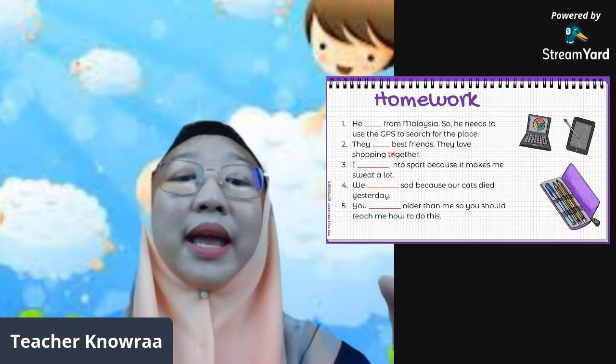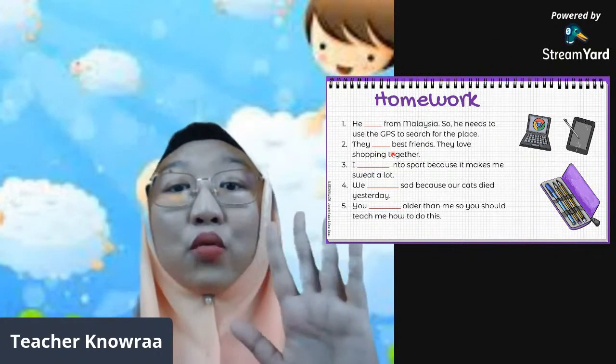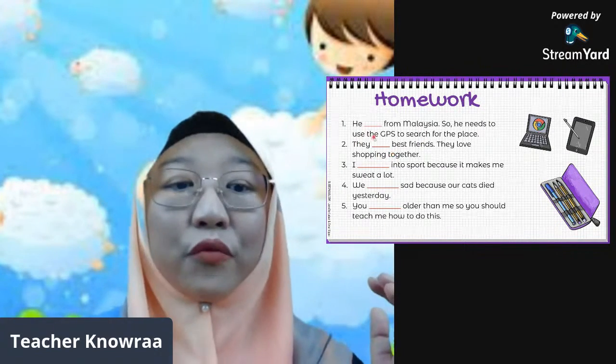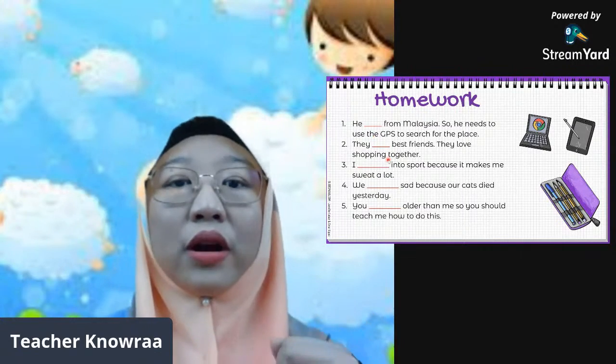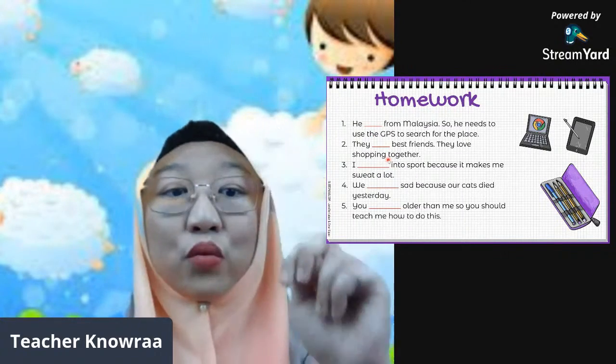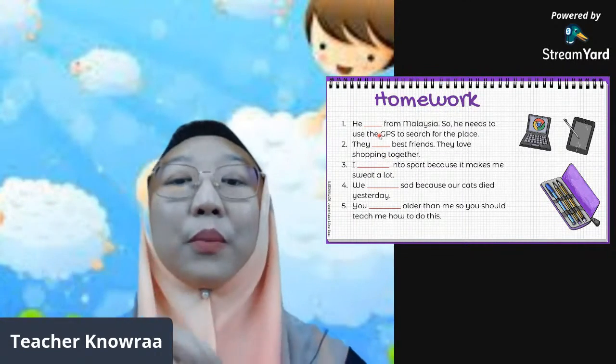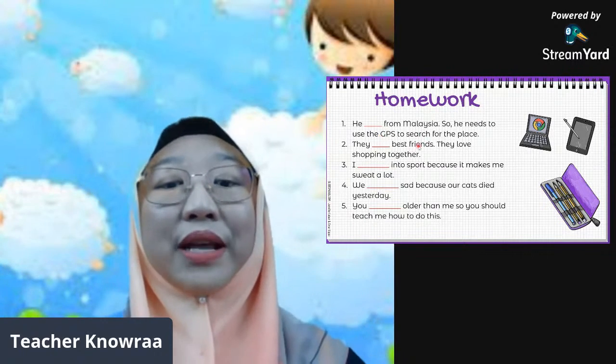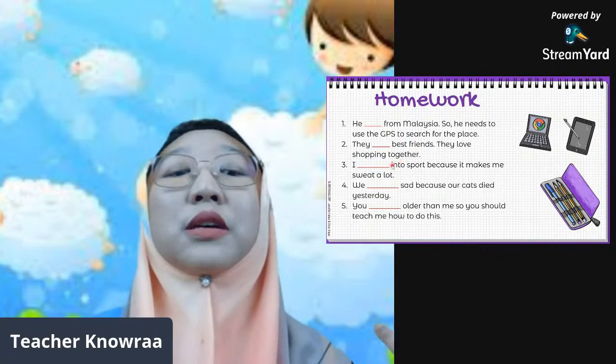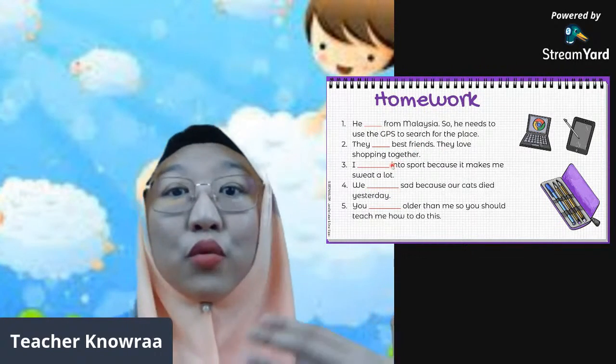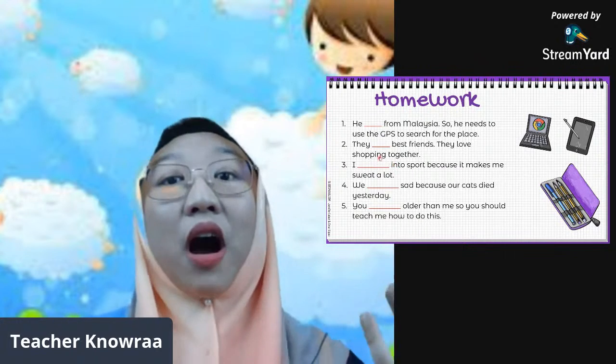Number 2, they best friends. So, they, tadi kita ada 2. Antara they're, apostrophe RE, or aren't. Antara 2. Apostrophe comma RE tu ataupun aren't. They are best friends. They love shopping together. Mereka suka membeli belah bersama-sama. So which one? They are or they aren't?